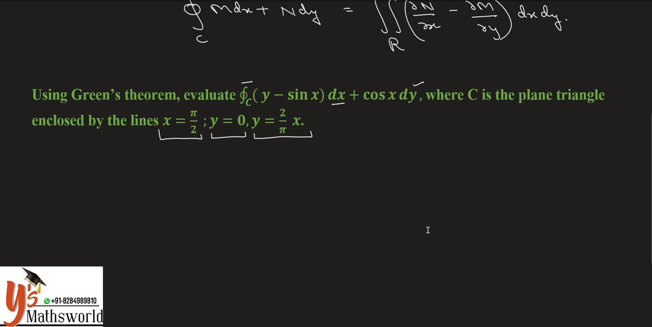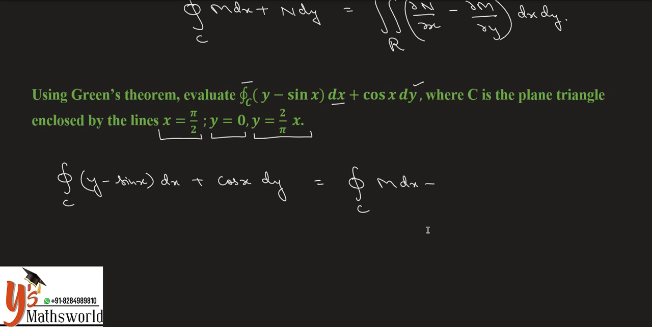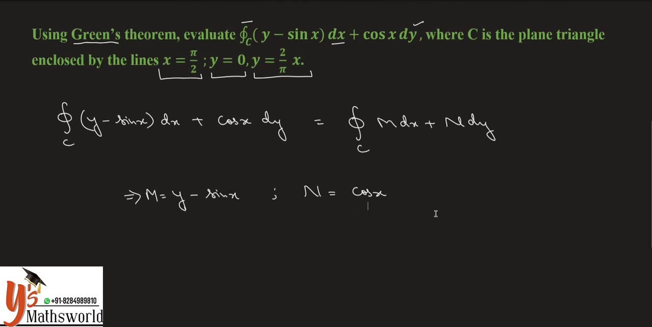First of all, what is the given statement? They have given that along the curve C, (y minus sin x) dx plus cos x dy. If I compare it with M dx plus N dy along the curve C, the value of M is y minus sin x, and the value of N will be cos x. Okay, they have mentioned that we have to use Green's theorem.